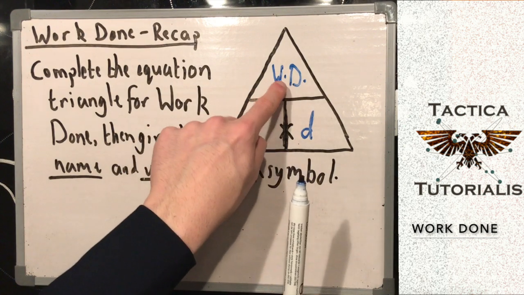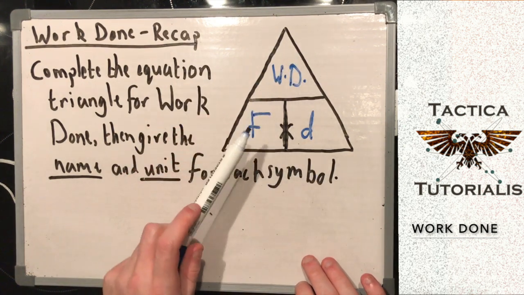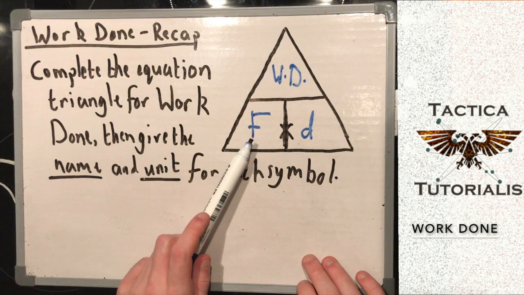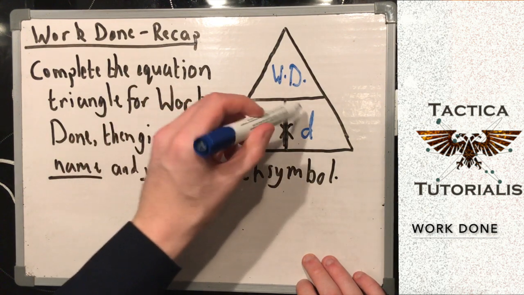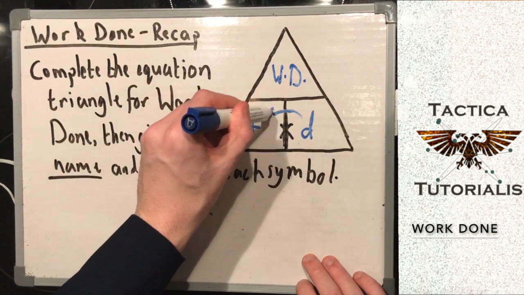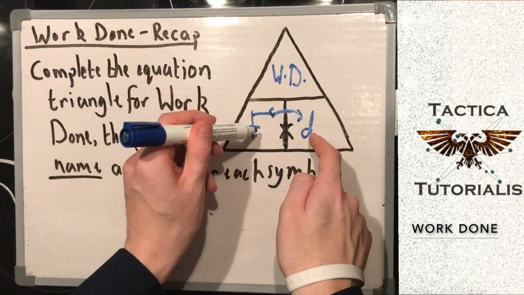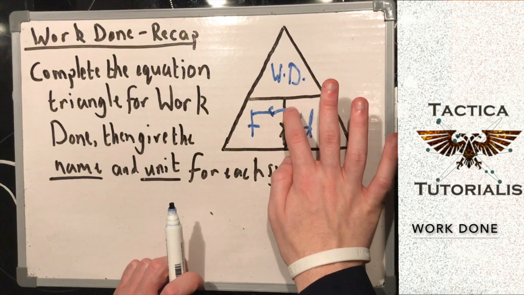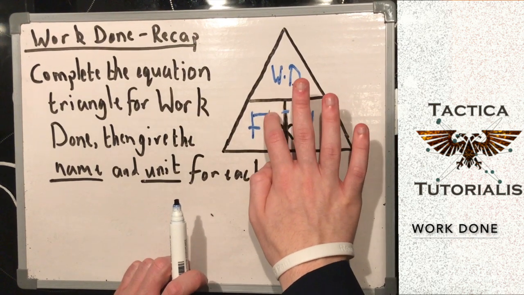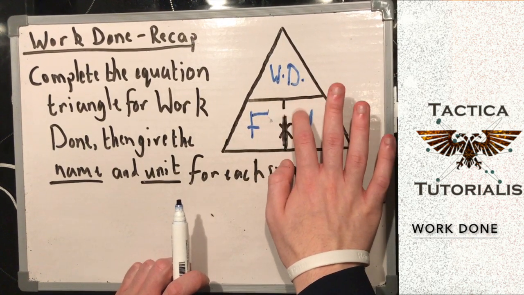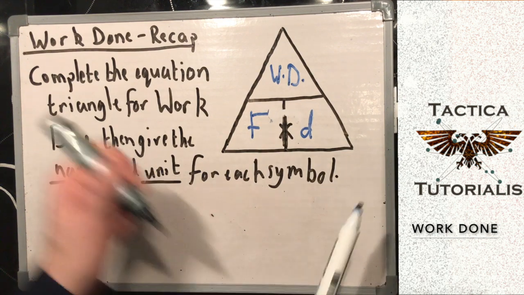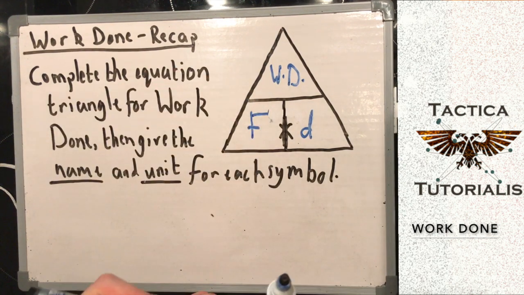So work done up at the top, F as our left-hand side or our right-hand side. If you had these two the other way around, that is totally fine. You're allowed to have them either way around because it's a multiplication. But these two, F and D on the bottom, and the work done, the W or the WD, depending on which way you prefer to write it, up on the top. That is your completed triangle. If you haven't got it already, please complete it now.